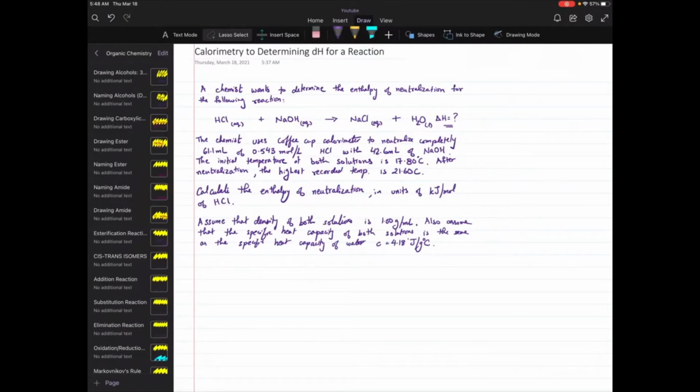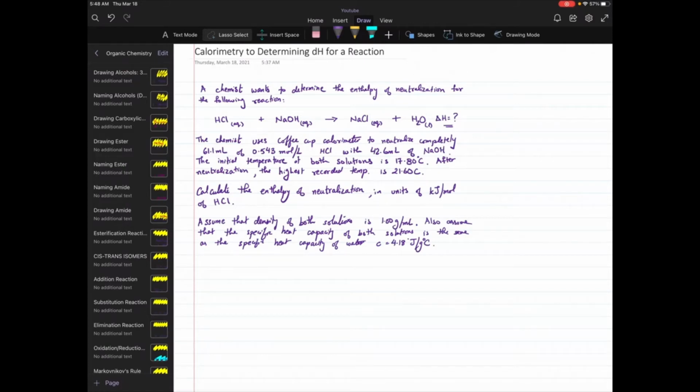Right, so now we have the question set up. We need to come up with a plan as to how we are going to solve this question. In this reaction, the initial temperature is 17.80 degrees Celsius and the final temperature is 21.60 degrees Celsius. Right away, we can tell this is an exothermic reaction. The reason for that is the temperature of the solution, or the temperature of the calorimeter, has gone up. Since the temperature is going up, that means energy was released from the reaction, and therefore this is an exothermic reaction.